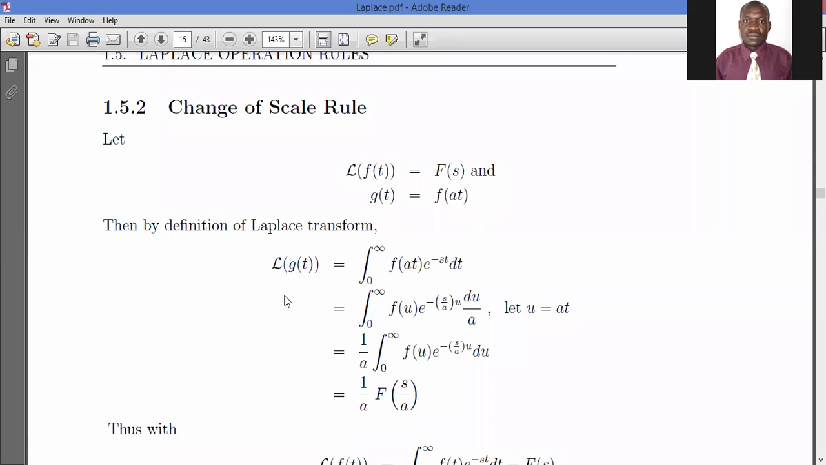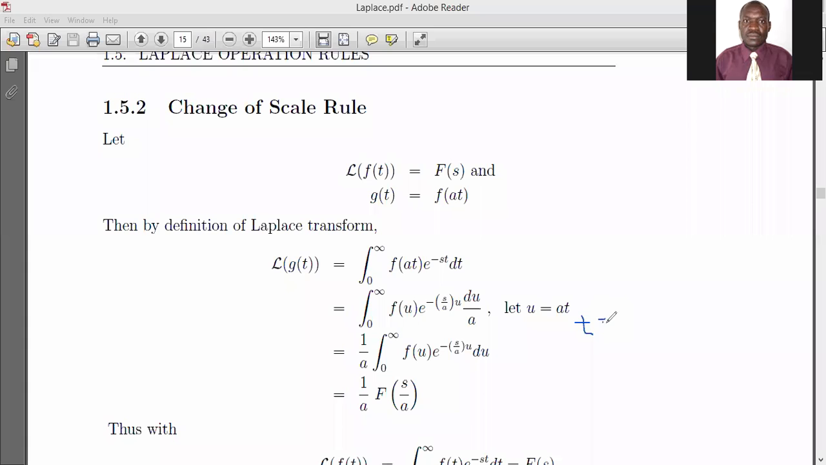So our L of GT here, by definition of Laplace, will be given by this. But remember, GT is F of AT. That is this F of AT to that one. Then we let U equal to that. We substitute and we change. If this is the case, what will be T? From this, you definitely know that your T here will simply be U over A.